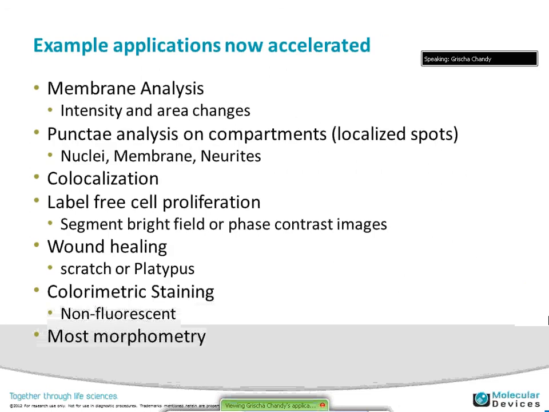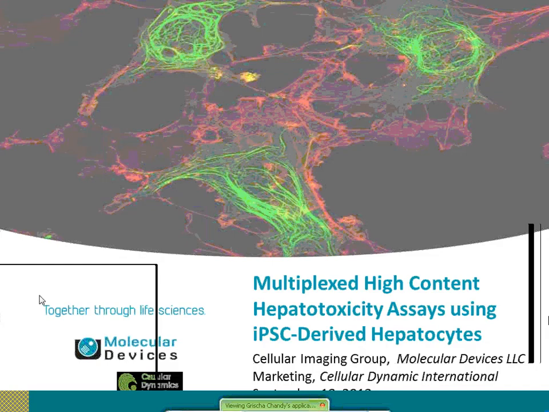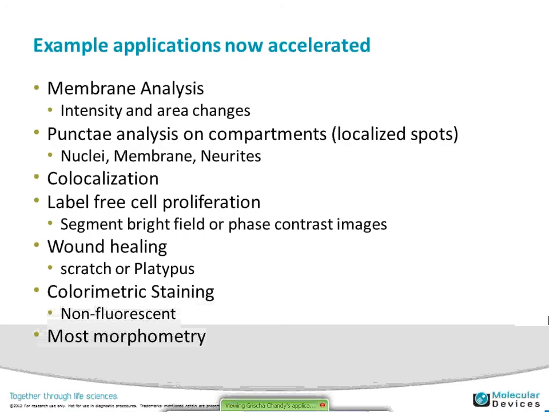So example applications now can be accelerated. I mentioned membrane analysis, puncta analysis on compartments. It can be within nuclei, inside membranes, on neurites, co-localization assays, label-free cell proliferation can be done now with the custom module editor, wound healing assays, scratch or migration. Parametric staining is now enabled, and most morphometry shape measurements. Okay, I think Oksana has some nice data to show on that.